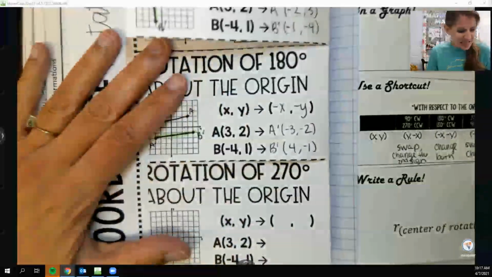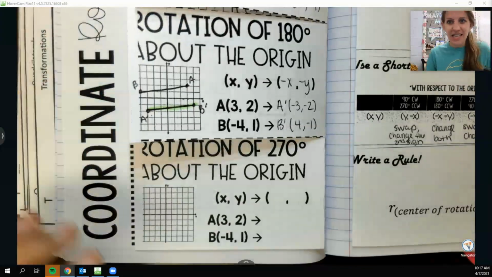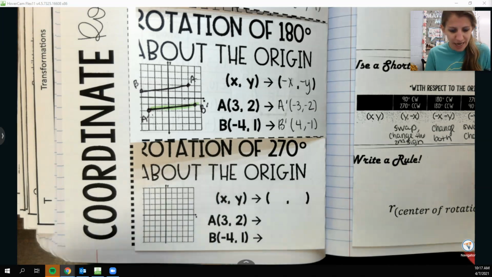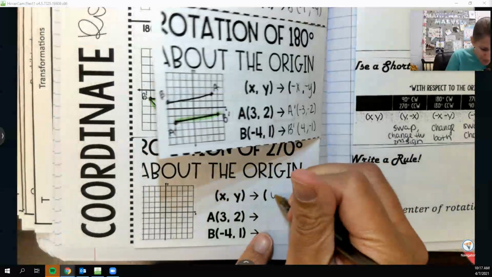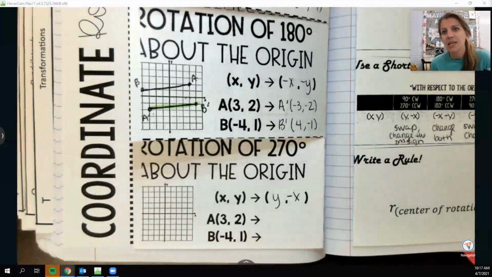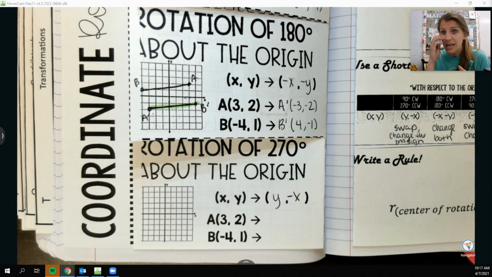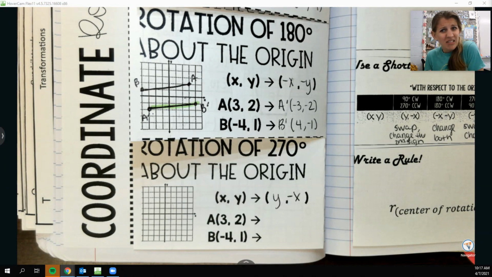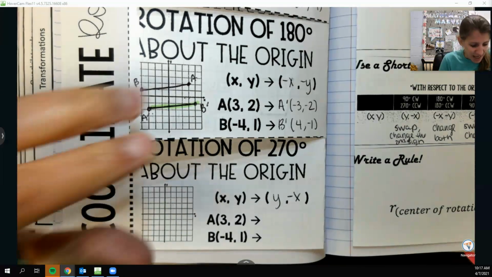Alrighty, and last but not least, a rotation of 270 degrees counterclockwise around the origin is going to be a similar one to 90, so I swap, but now I change the sign of the second. And that's maybe another way to think about it too. With the 90 and 270, both of them swap, but 90 comes first, so you change the first sign, and 270 comes second, so you change the second sign. Maybe that's a good way to remember it. I know it's a lot.